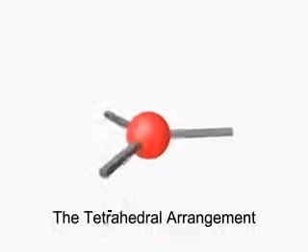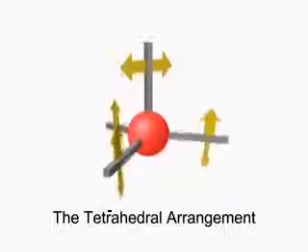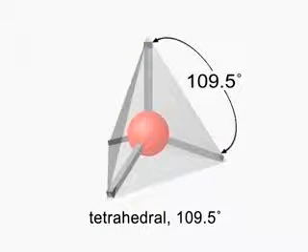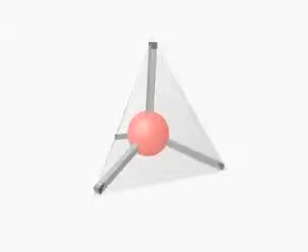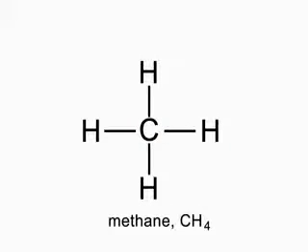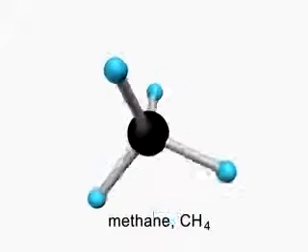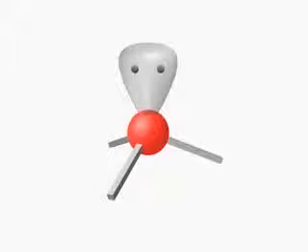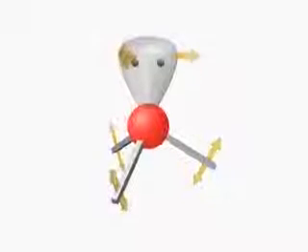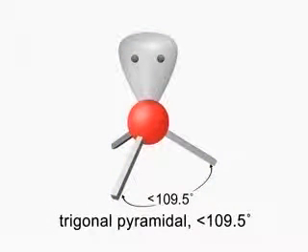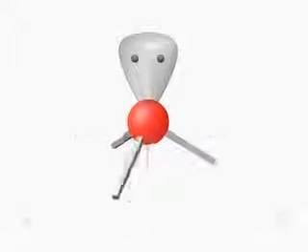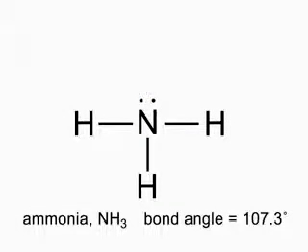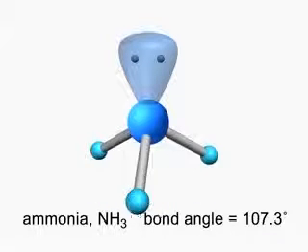Four electron groups around a central atom attain minimal repulsions in a tetrahedral arrangement, which has an ideal bond angle of 109.5 degrees. The tetrahedral shape is very common, especially in organic molecules. An example is methane, the simplest hydrocarbon. With one of the four electron groups a lone pair, the shape is trigonal pyramidal. Since a lone pair exerts greater repulsions than a bonding pair, the bond angle is less than 109.5 degrees. Ammonia is a common molecule with this shape. Its bond angle is 107.3 degrees.